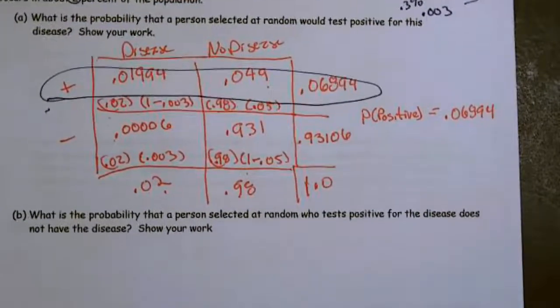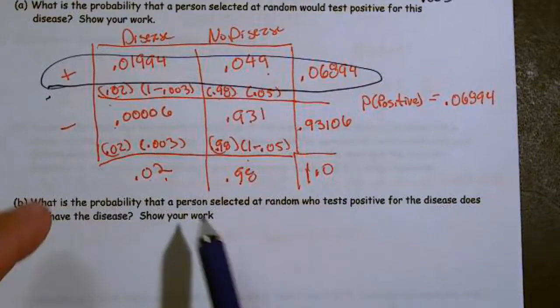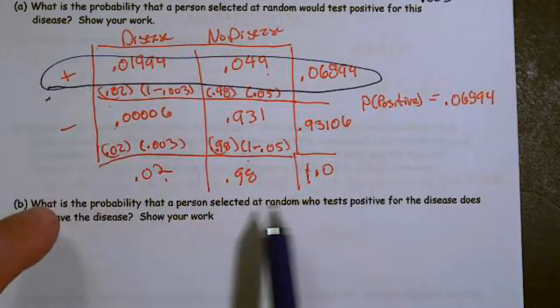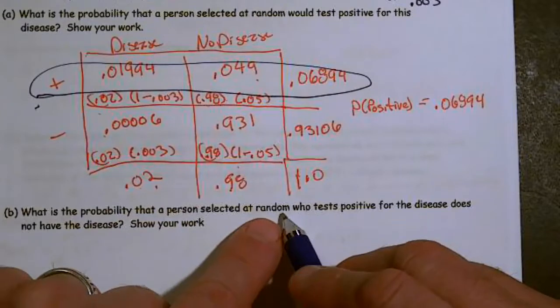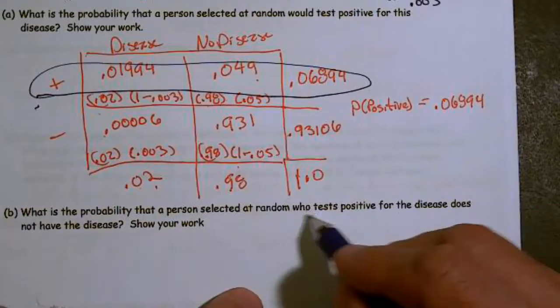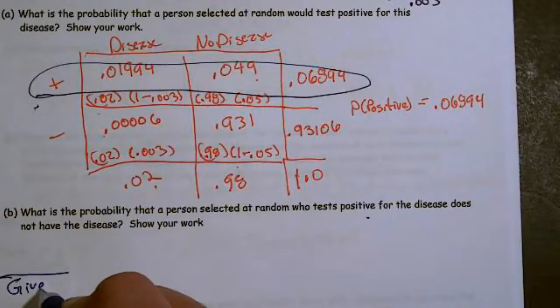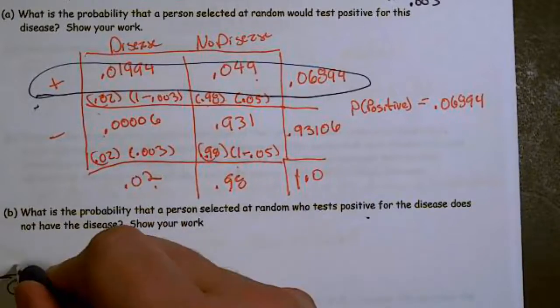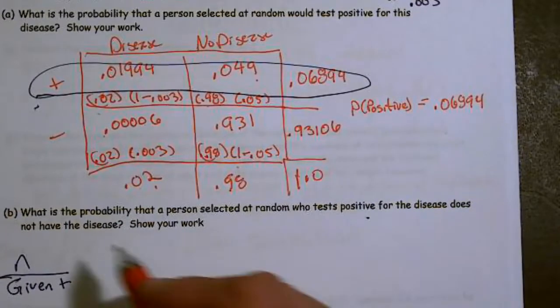Now part B should be a lot easier now that we've set up the table. What's the probability that a person selected at random who tests positive does not have the disease? So this says from the group of those who test positive, so it's a given. This is an intersection and given problem. And it's given that they're positive. Anytime it's given, we know we're going to have an intersection over given for does not have the disease.